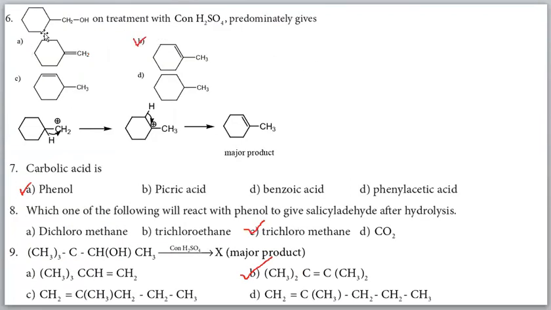Then this compound, you see, on treatment with concentrated sulfuric acid, predominantly gives which compound, we will see. So here OH is there. Here, this carbon, you see, here 3 bonds are there. So here 1 hydrogen is there. So one of the options is this: this hydrogen and this OH combine to form water. So here a double bond is formed. If so, we will get this compound.